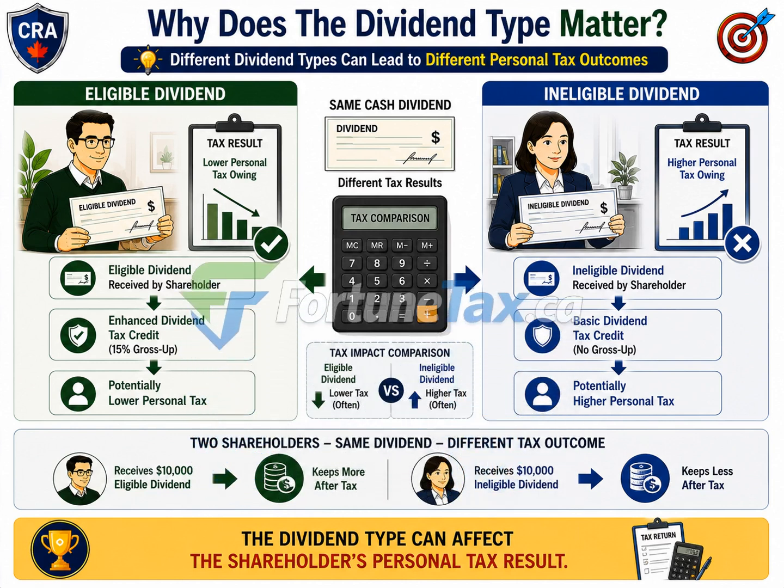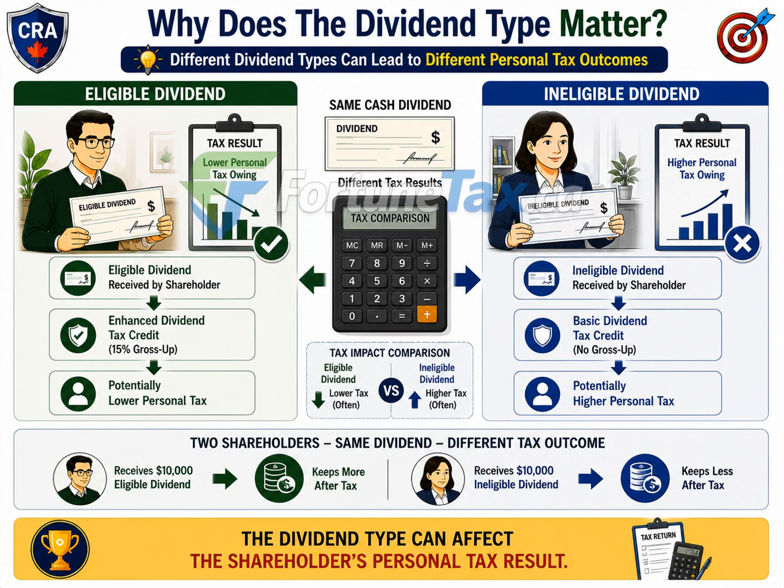On the right side, we see the ineligible dividend. Ineligible dividends typically receive a different dividend tax credit. These dividends are commonly associated with income that benefited from lower corporate tax rates, such as income eligible for the small business deduction. As a result, the personal tax treatment may differ, and in many situations the shareholder may pay more personal tax on an ineligible dividend than on an equivalent eligible dividend. The key point is illustrated by the calculator in the center of the slide.